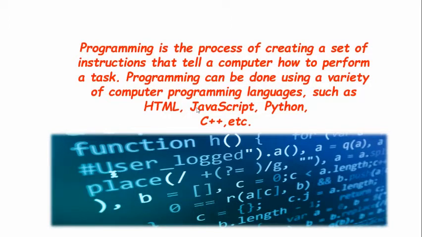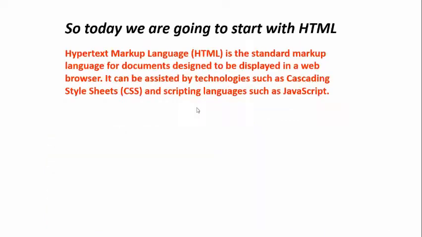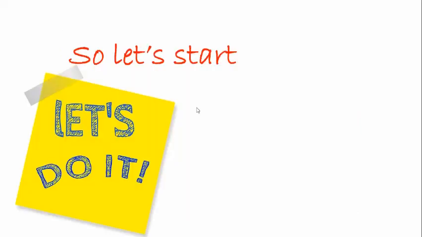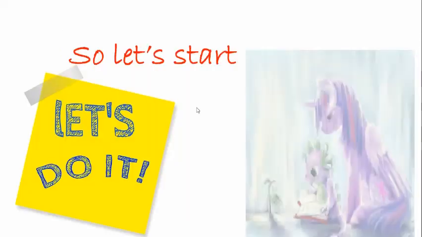Programming is a process of creating a set of instructions that tell a computer how to perform a task. Programming can be done using a variety of computer programming languages such as HTML, JavaScript, Python, C++, etc. So today we are going to start with HTML. Hypertext Markup Language (HTML) is the standard markup language for documents designed to be displayed in a web browser. It can be assisted by technologies such as cascading style sheets (CSS) and scripting languages such as JavaScript. So let's start.